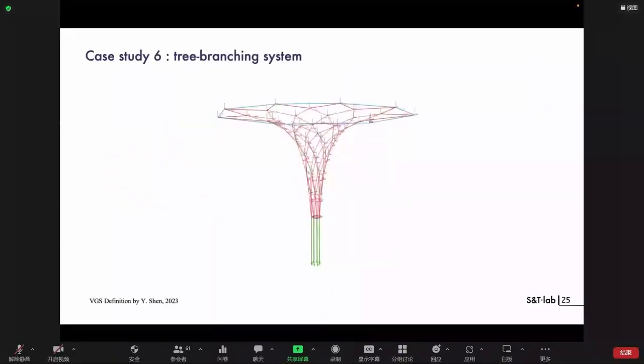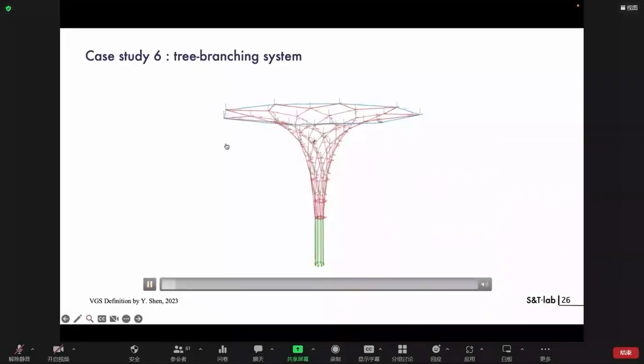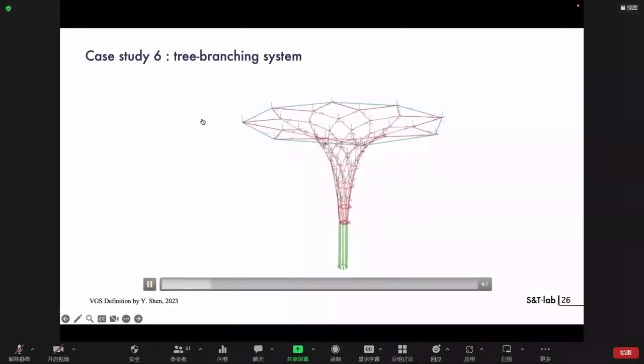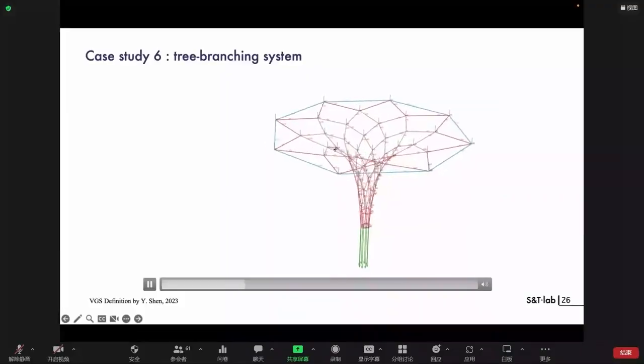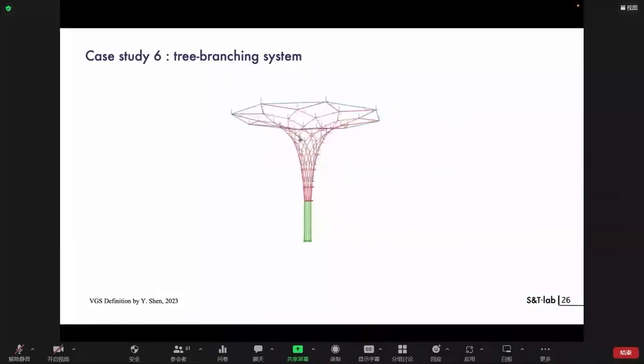Case study 6, a tree branching system. That's maybe a more fun case study. It looks like a spiral, and the definition was made by Yu Shishen just for us today to show the capabilities of VGS with this kind of 3D structure, made of a compression ring at the top and bars in tension to bring the forces back downward through the structure.